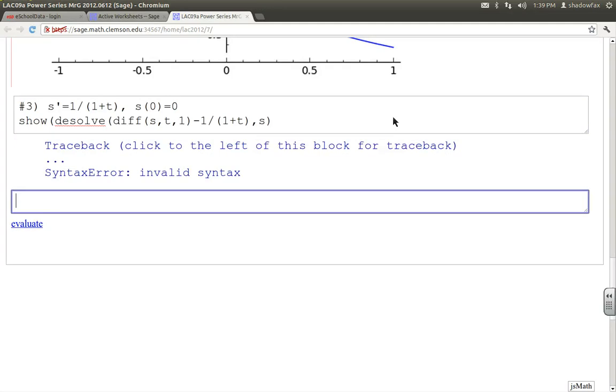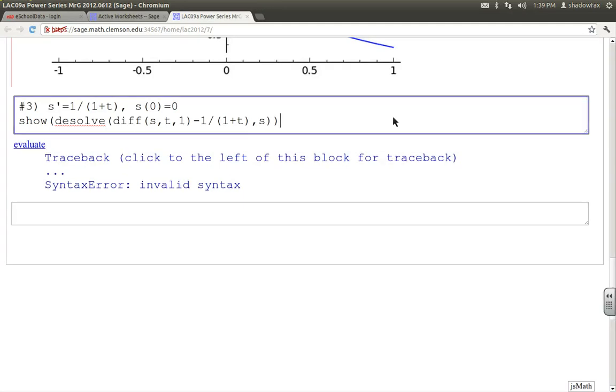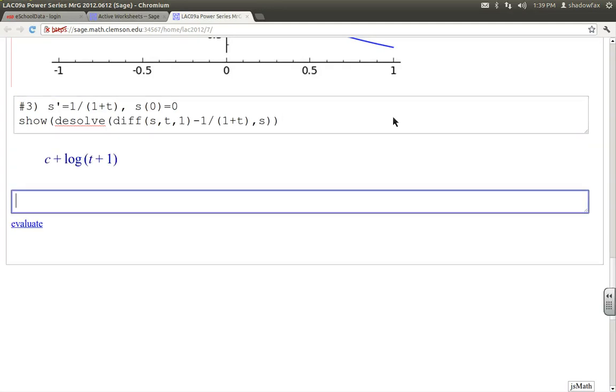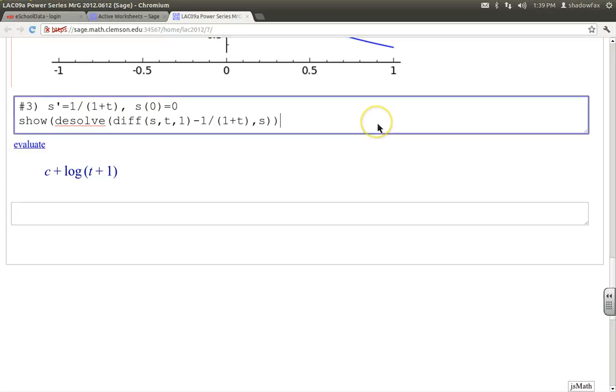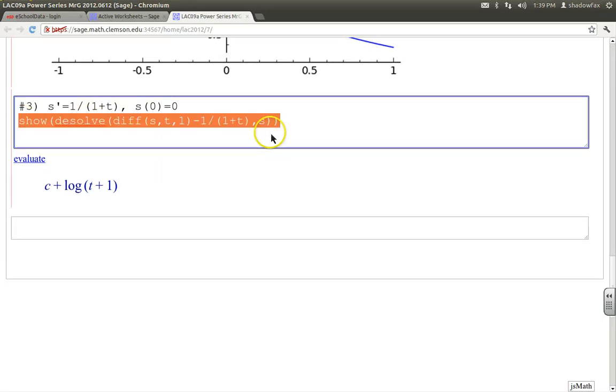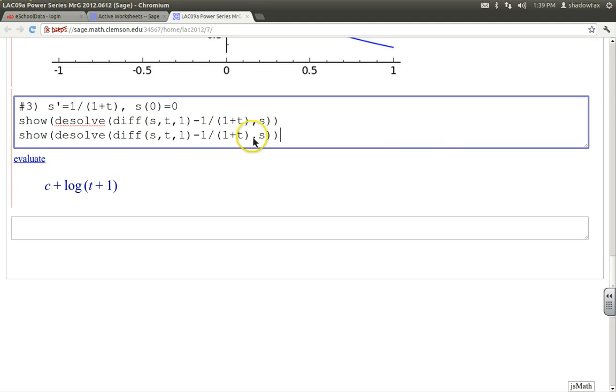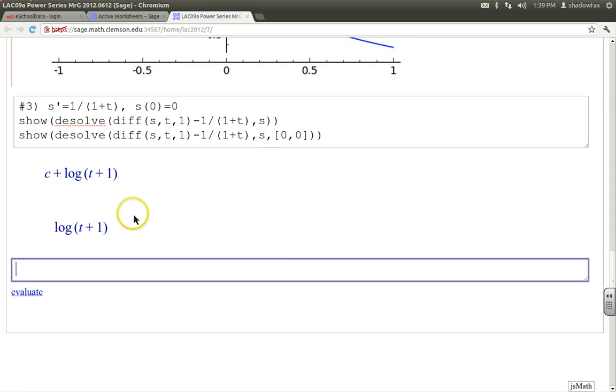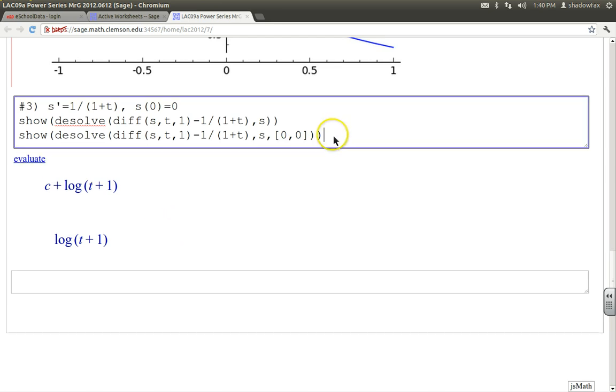I did it again. And we do get some kind of a log, like we said. Okay, good. Now let's throw in the initial condition. So we'll copy this. Put it here with the initial condition. I think t was 0 and s was 0, right? And yeah, log of t plus 1, like we said, if we did a variable separable and integrated. All right, very nice.